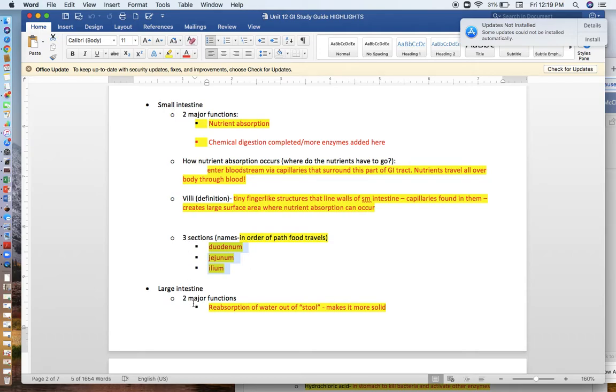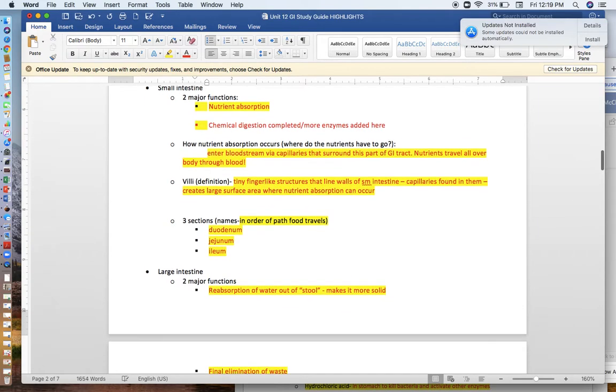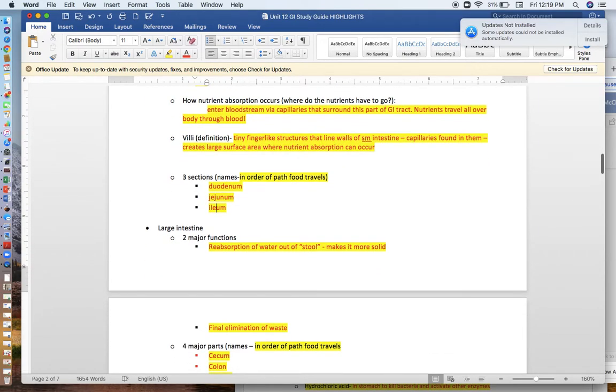I do want you to know, it's going to be important to know all the sections of both the small and the large intestine in order. So the small intestine, after the stomach, food enters the small intestine, but it enters the duodenum of the small intestine. The middle portion is the jejunum, and then the ileum is the final portion of the small intestine. I spelled that wrong. The large intestine comes next. So after we leave the ileum of the small intestine, we're going to enter into the large intestine.